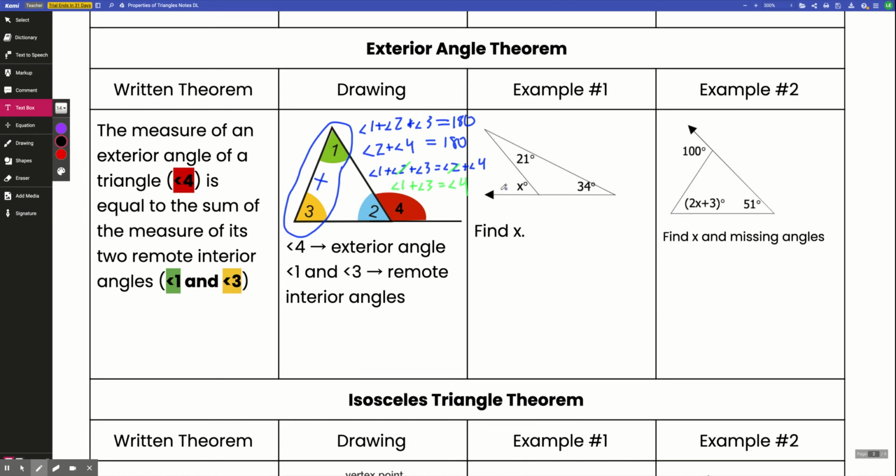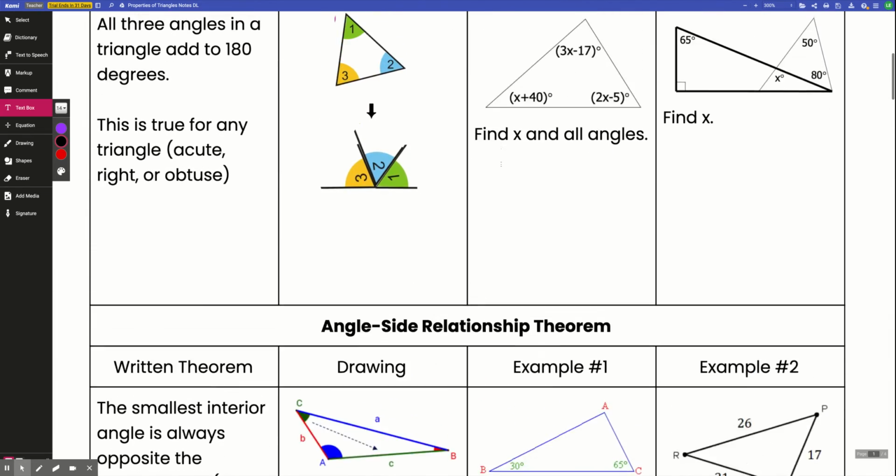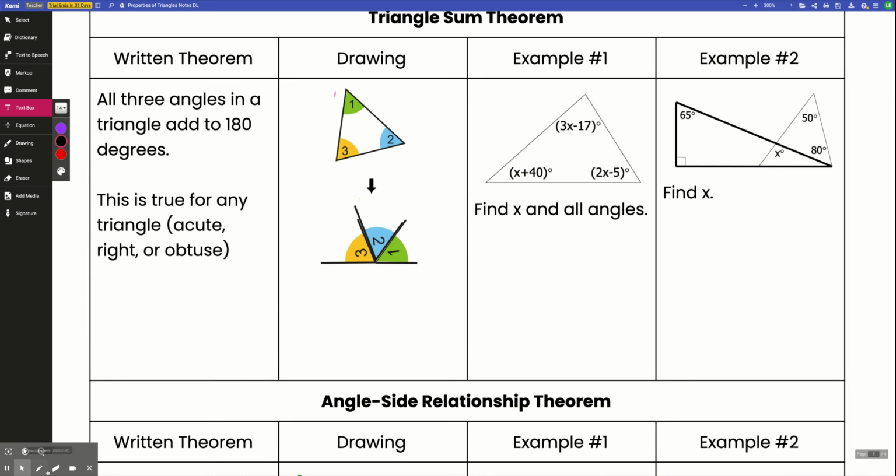Okay, so here I want to find x, which is this angle here. Okay, it's the exterior angle to these two remote interior angles. So all I have to do is say x is equal to 21 plus 34. Okay, so x is 55 degrees. That's it. Okay, you didn't have to go through and find this missing angle first, which is something that we had to do when we did this problem here.